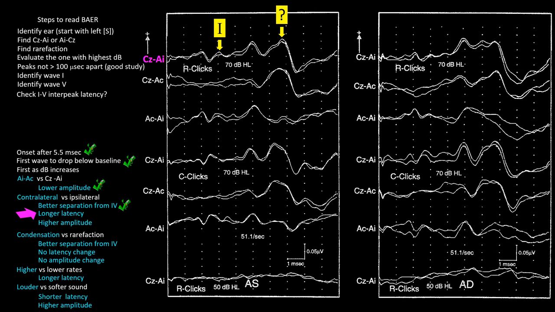Next item is the longer latency contralaterally than ipsilaterally. So in this case, the latency to the ipsilateral derivation is shorter than the latency to the contralateral derivation. Thus, this item also supports that the putative wave 5 is the real wave 5.